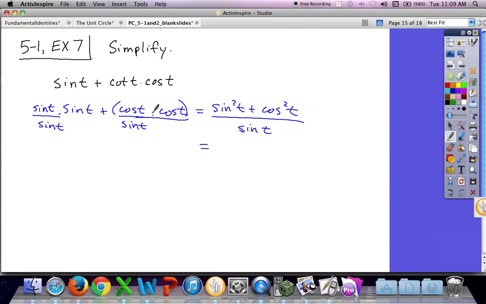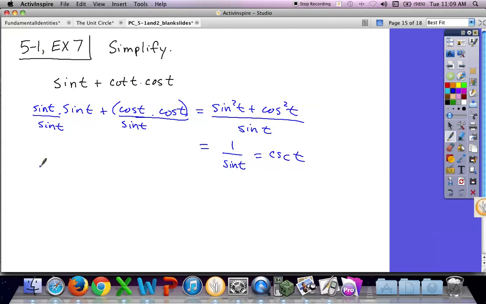Okay. So now what's the substitution? Sine squared plus cosine squared is a 1, right? So replace the numerator with a 1, which is cosecant of t. And again, that came from the first section. It wasn't a verify, just a simplify. So that's about as simple as we can get.